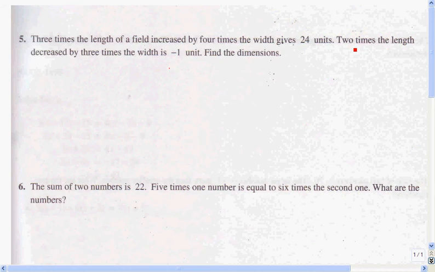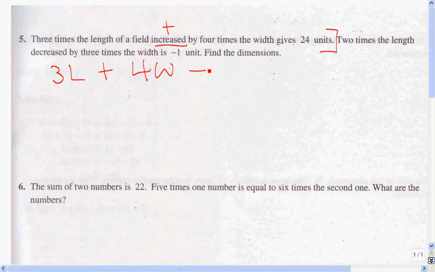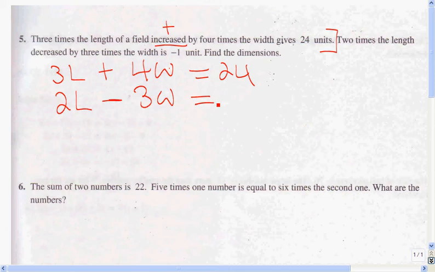Okay, this equation tells us that 3 times the length of a field increased by 4 times the width gives us 24 units. Here we go. So 3 times the length increased, plus 4 times the width equals 24. And 2 times the length, so 2L, decrease, so it's subtraction, 3 times the width equals -1.